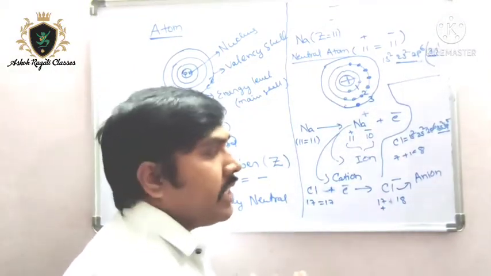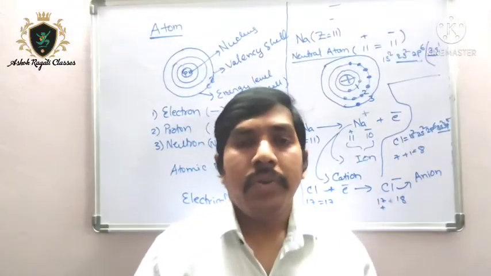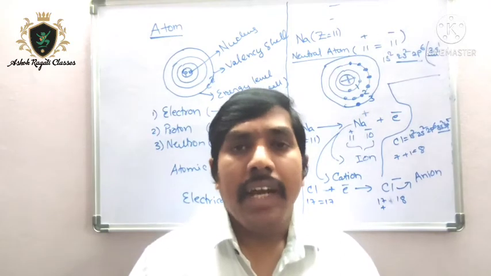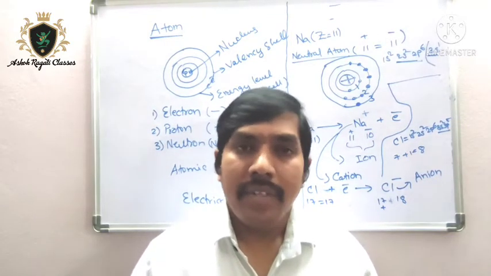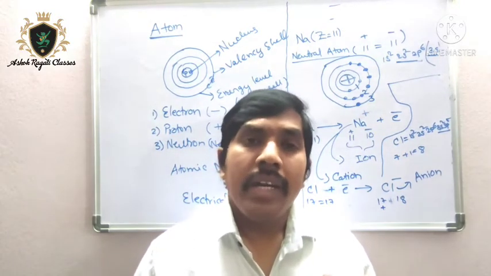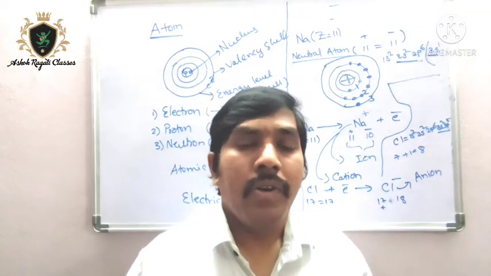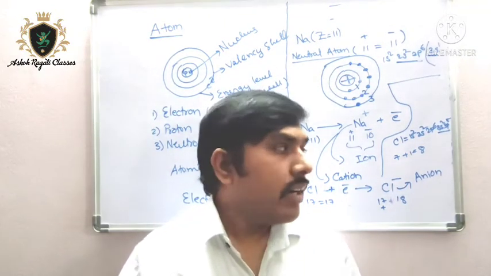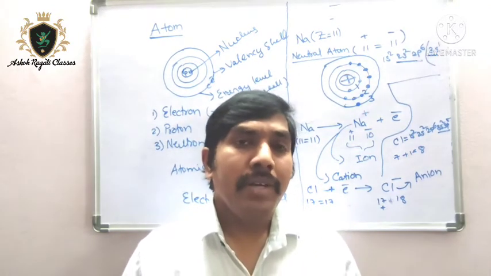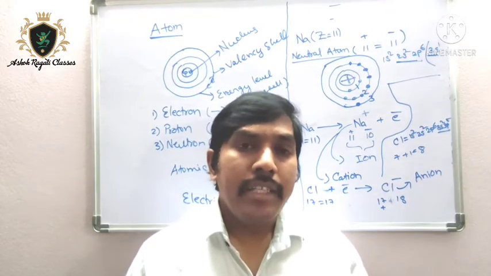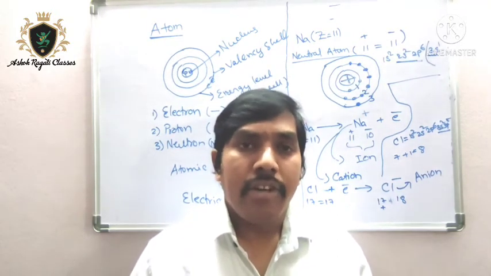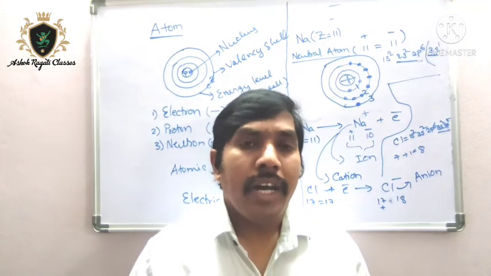gets stability. Okay students, in this video we studied what is an atom and what is an ion. The smallest particle of matter is called an atom. An ion is an atom or group of atoms that becomes charged by losing or gaining electrons. Based on the number of electrons lost or gained, they become positive or negative ions. Whenever it loses electrons, it becomes a positively charged ion called a cation. Whenever it gains electrons, it becomes a negatively charged ion called an anion.